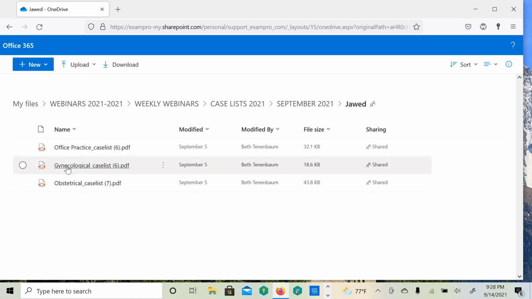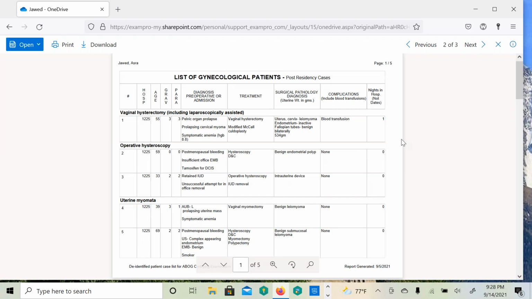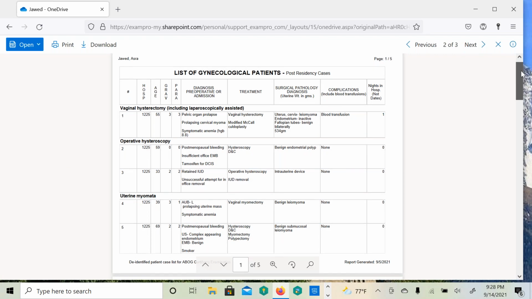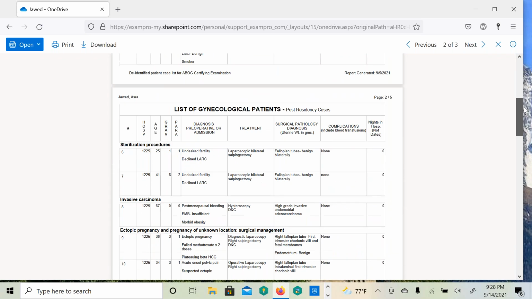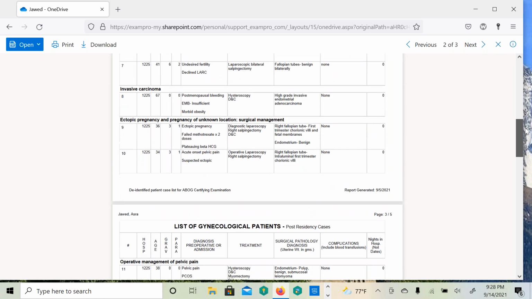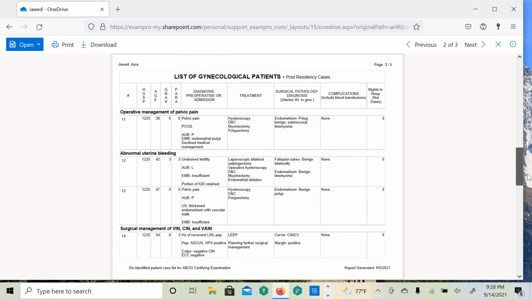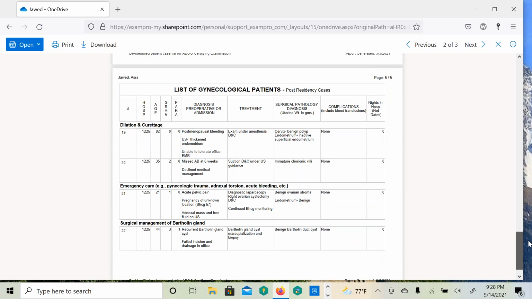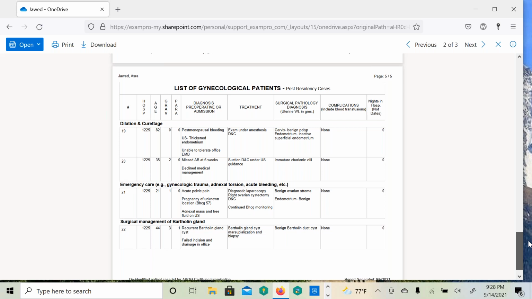Okay, let's see. Can we do GYN? This actually might be our last discussion for the evening. Let's just hit something in GYN here for a minute. Lots of stuff going on here.